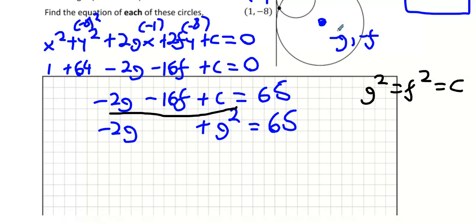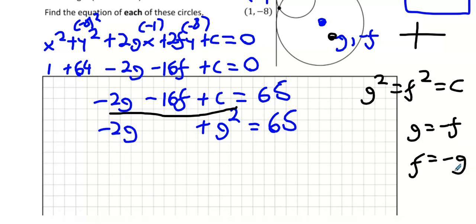Now, because it's down in the bottom right quadrant, what we said is that G would have to equal minus F, or technically F would equal minus G. They're opposite in sign, aren't they? So this means, what can we replace the 16F with? 16 times minus G, which would be 16G. You cool with that?